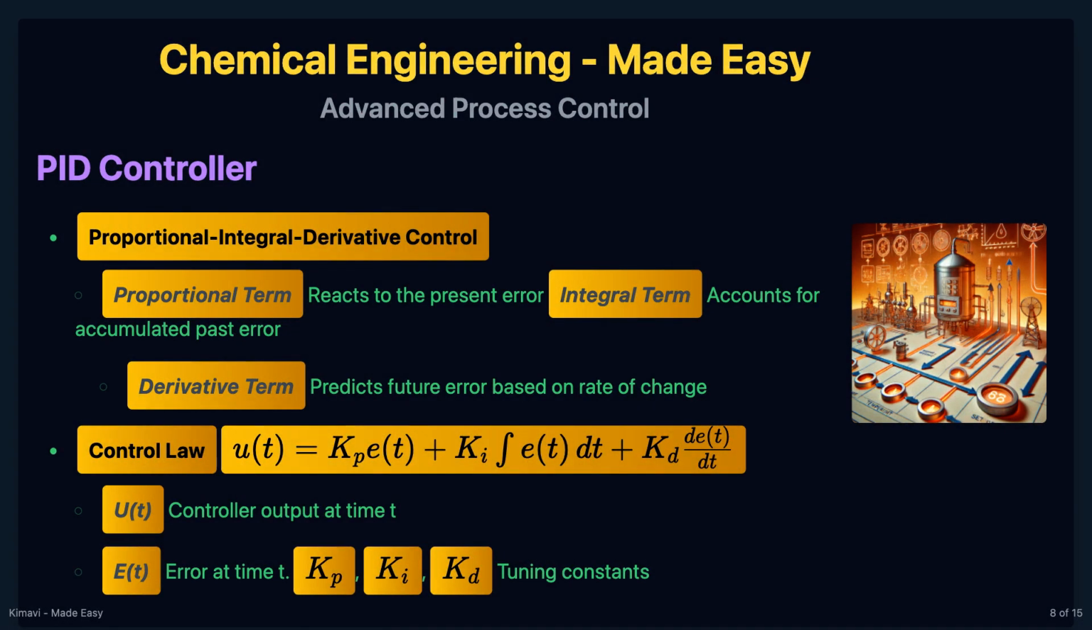A PID controller adjusts the control input based on the proportional, integral, and derivative of the error. The control law is given by u(t) equals k sub p times e(t) plus k sub I times the integral of e(t) with respect to t plus k sub d times the derivative of e(t) with respect to t. Here, u(t) is the control input, e(t) is the error, k sub p is the proportional gain, k sub I is the integral gain, and k sub d is the derivative gain.